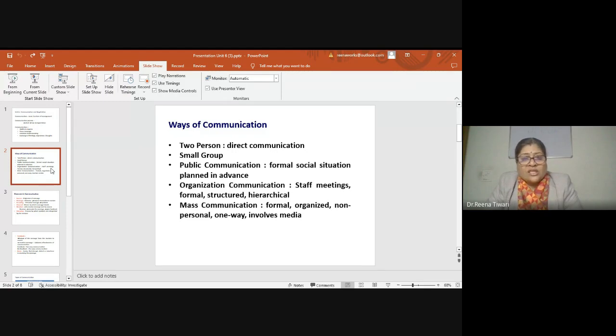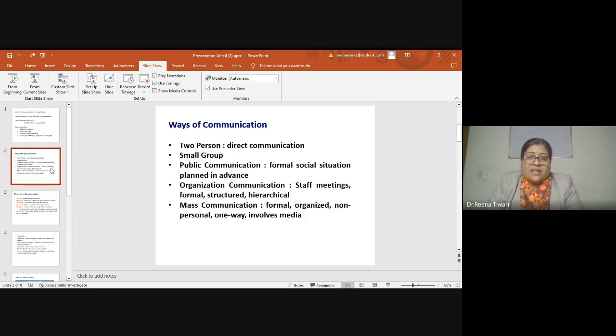Sometimes the communication is in the organization itself. For example, in the school organization, if staff meetings are being held, this can be called organization communication. Such communication is formal, and it may be structured, and mostly it is structured because planning is already done: what is to be communicated and to what individuals? And in this kind of organization communication, mostly it is hierarchical.